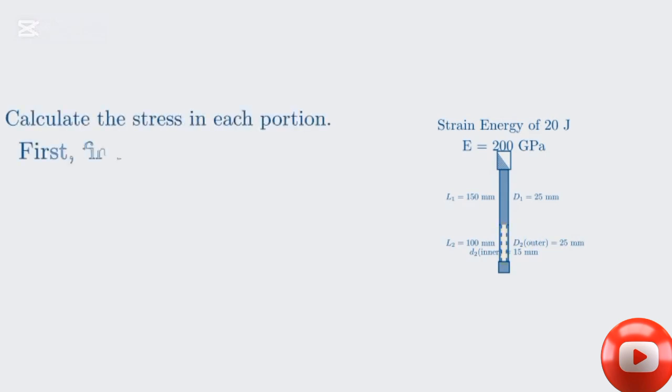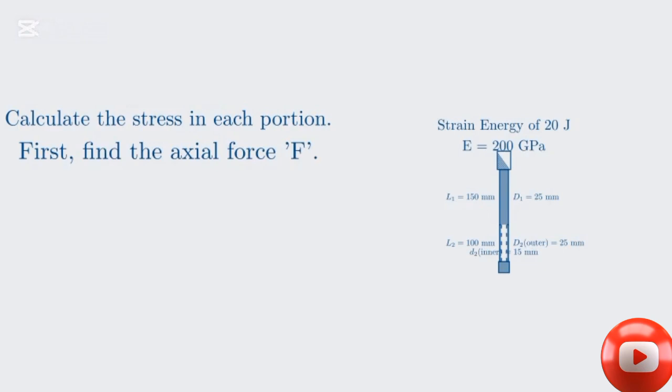The lower part is 100 millimeters long, but it has a key difference. A hole with a diameter of 15 millimeters is drilled into it. So, for the lower section, the material forms a ring, not a solid cylinder. It's critical to note the hole. This means the cross-sectional area of the lower part is smaller than the upper part.